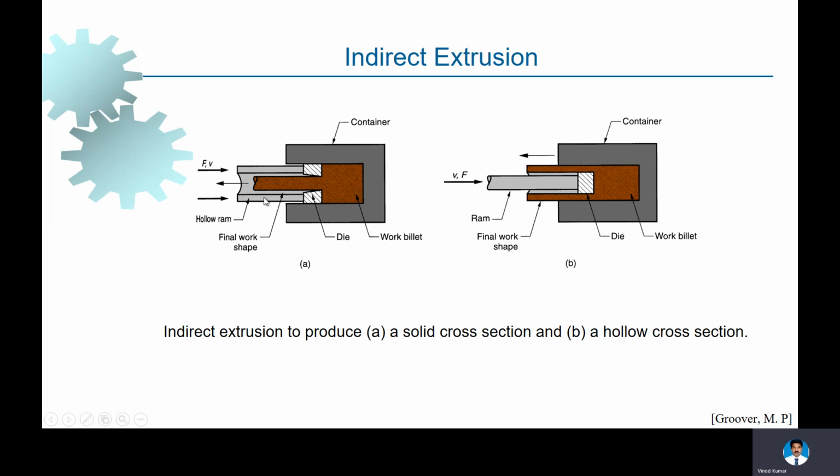Indirect extrusion: if the direction of movement of the ram and the direction of movement of the material are in opposite directions, we call it indirect extrusion. As you could see, the ram is moving in the forward direction, and the product will be in the opposite direction to the movement of the ram. This indirect extrusion process requires less force in comparison with forward extrusion, because friction will help in the movement of the product out of the chamber.